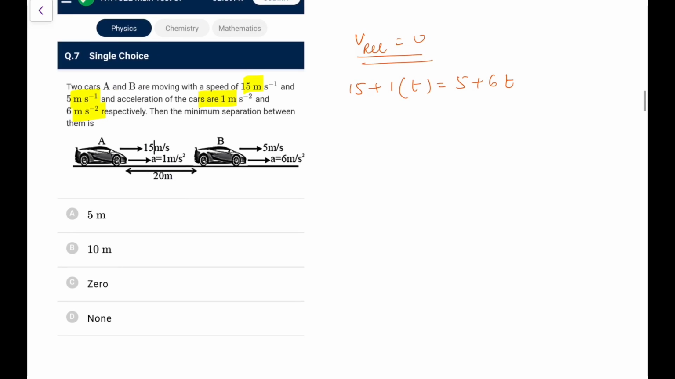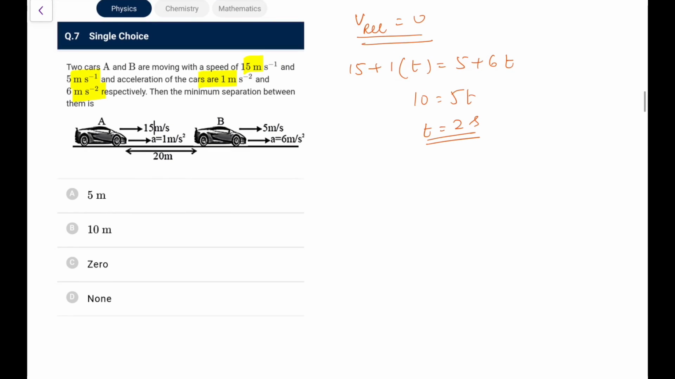So can I directly write now? Yes, 10 is equal to 5t. So at t equal to 2 seconds, it would be the minimum separation. Now you can do by relative or you can do by individual. Let's say I do by individual. What is the displacement of B by t then? That is 5 into t plus half into 6 into 2 square. That comes out as 10.